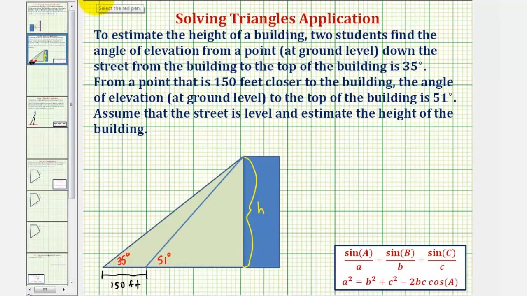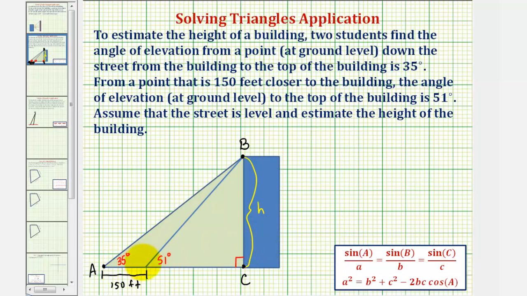Notice how we have two overlapping right triangles, where this is the right angle. To keep things organized, let's label some of these points or vertices. Let's label this vertex A. Let's label this vertex B, and this vertex C. Let's find some additional information from our sketch.